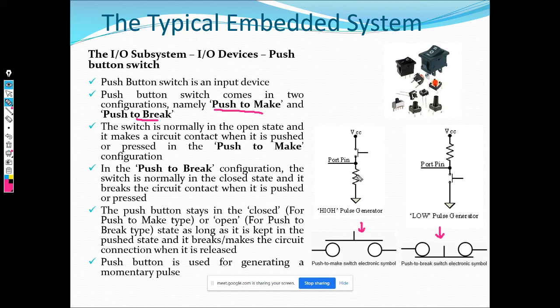When you have a push to make kind of circuit, initially your circuit will be grounded. But the moment you push, you complete it, so the path of least resistance is taken, and the circuit completes. On the other hand, push to break is where by default it is at high voltage. The circuit is already complete, but once you push to break, this circuit gets connected, it takes the path of least resistance and it gets grounded. So that's the idea. Clear?